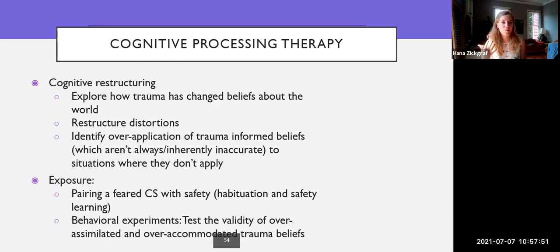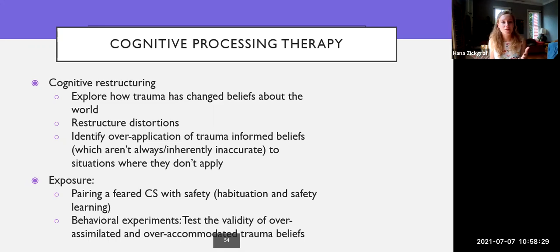So again, exposure works through pairing a feared conditioned stimulus with information about safety, leading to habituation and safety learning. And cognitive processing therapy also involves behavioral experiments where people deliberately create situations where they can test the validity of their over-accommodated and over-assimilated beliefs. So for example, if you're someone who thought that people could be trusted, but then were assaulted and now think that everyone is unsafe, you can systematically set up challenges to that belief by putting yourself in increasingly more and more vulnerable positions. The first challenge to that belief that everyone is dangerous might be just going to therapy and opening up to a therapist who is another person.